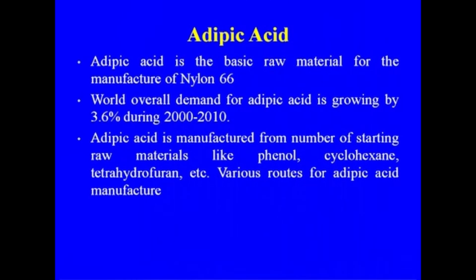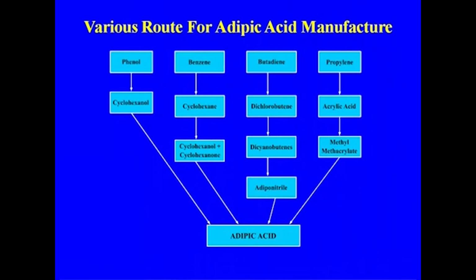Let us now discuss adipic acid. Adipic acid is the basic raw material for the manufacture of nylon 66. World over demand for adipic acid grew by 3.6% during 2000 to 2010. Adipic acid is manufactured from a number of starting raw materials like phenol, cyclohexane, tetrahydrofuran, etc. Various routes for adipic acid use a large number of raw materials. It may be phenol, benzene, butadiene or propylene, but the major production of adipic acid is through the cyclohexane route, where we get cyclohexanol and cyclohexanone, and then phenol also gives cyclohexanol.